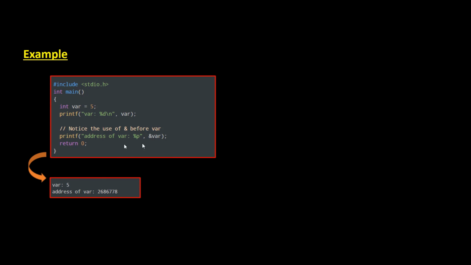But if we want to know the address of var, we have to write printf, the address is %p or %d, address of var. It will give us the address of this value in your memory. This address is different for sure on every computer because it gives the address of the variable.